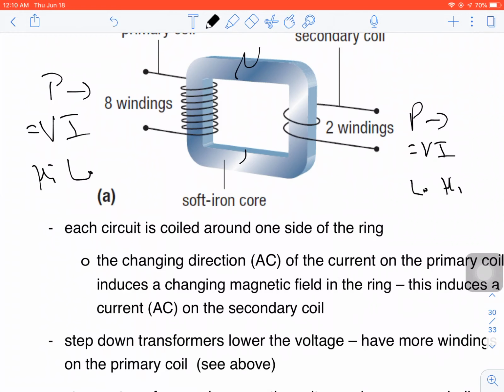Now, the beauty of this is, hypothetically, if the power in is equal to the power out, that's called a perfect transformer or an ideal transformer. And in the ideal transformer, I can change the speed of electrons. Now remember, when electrons move faster, there's a greater loss of energy. So low current is ideal.